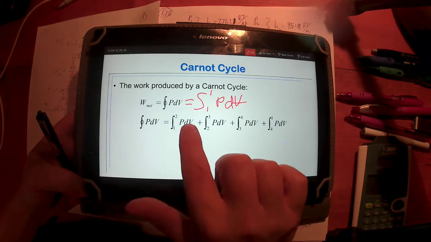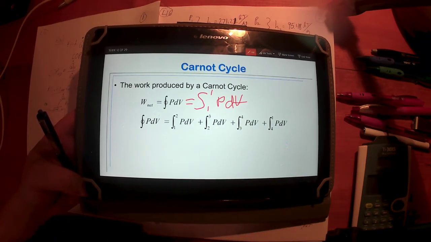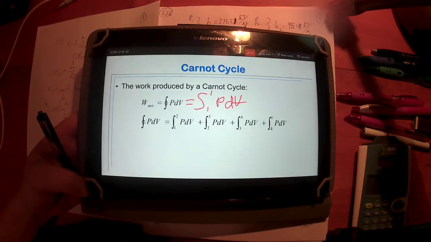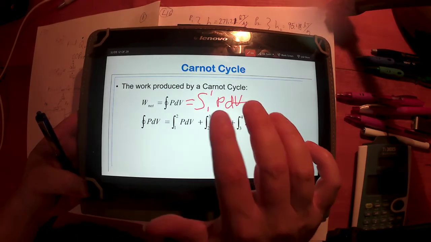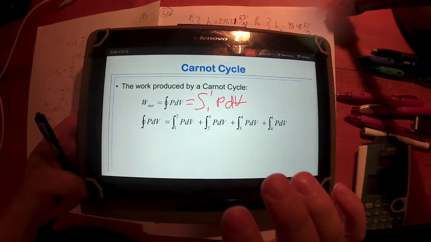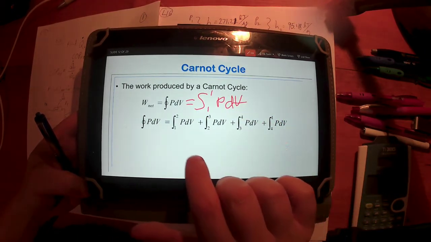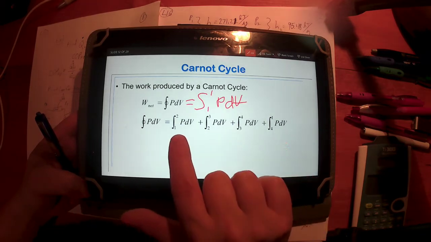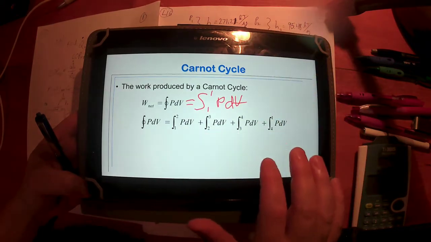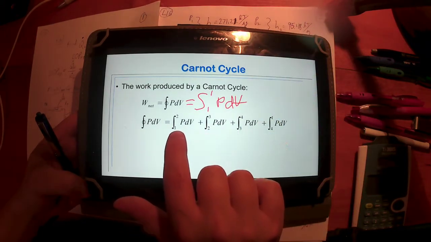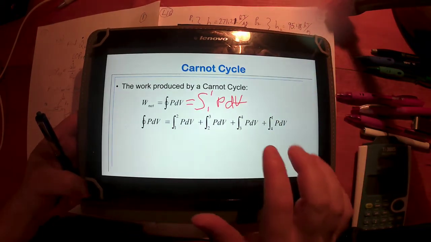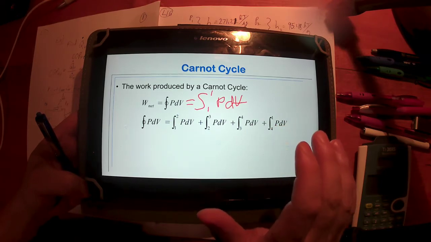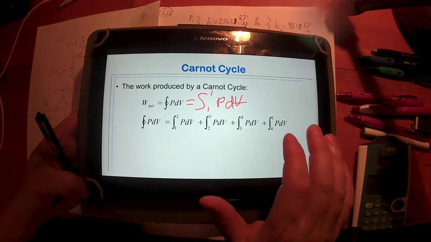Well, an integral is simply the summation of a lot of little tiny, differential sized things. That's how we need to think about that as engineers. We're not mathematicians. So an integral just means it's a bunch of sums of microscopic, tiny, differential sized things. Because it's a sum, I can break it up into its pieces: the integral from state 1 to state 2, the integral from state 2 to state 3, 3 to 4, and then 4 back to 1.